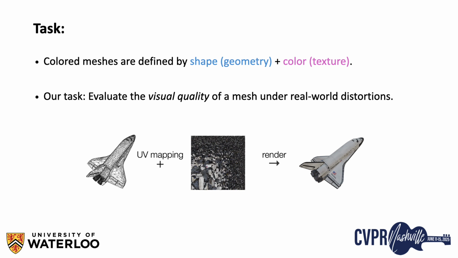Colored meshes are dominant 3D formats in many real-world applications, including VR, AR, and gaming. As visualized here, colored meshes are defined by their shape, or geometry, and their color, or texture. Given these components, a rendering algorithm is used to render projections of 3D colored meshes. Our task is to assess the visual quality of a mesh under real-world distortions, such as compression and transmission.